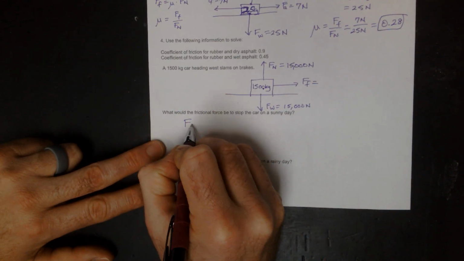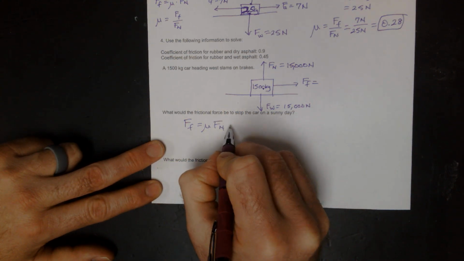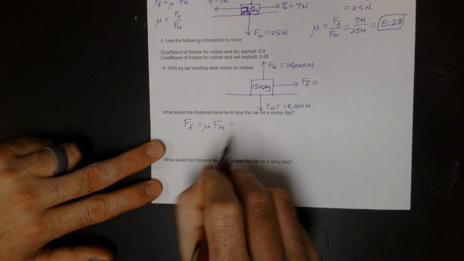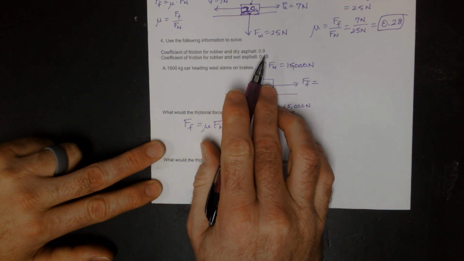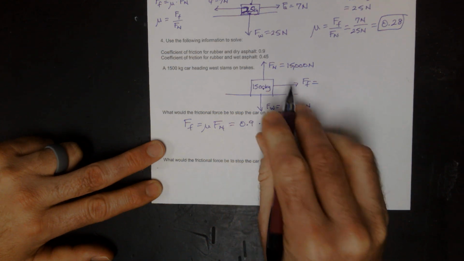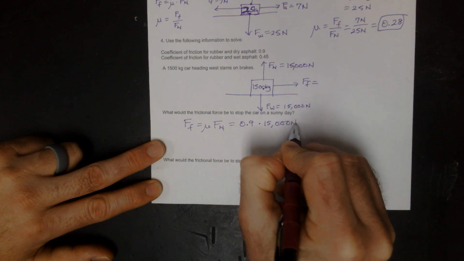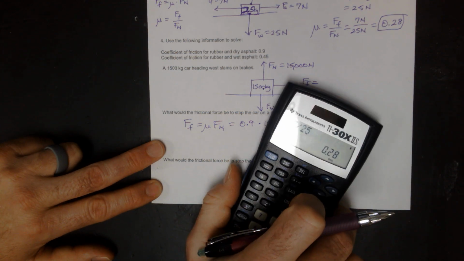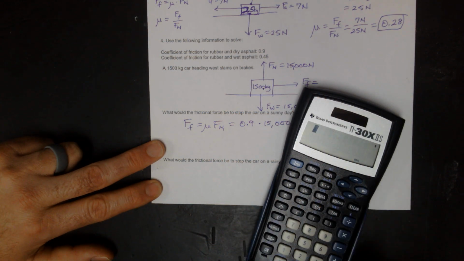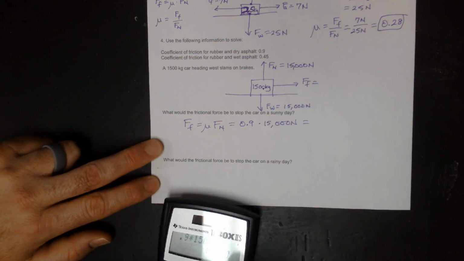So my force of friction is equal to mu times my normal force. We can just substitute in our numbers. On a dry day, coefficient of friction, or mu, is 0.9 times my normal force, 15,000 newtons. Okay, and 0.9 times 15,000 gives me 13,500.